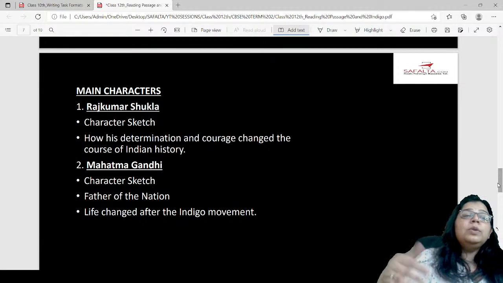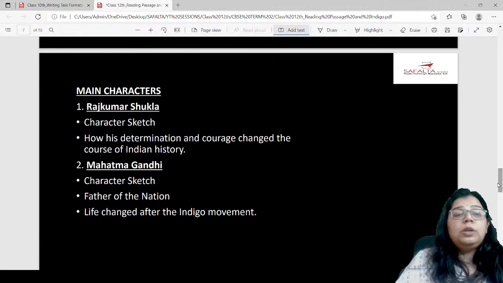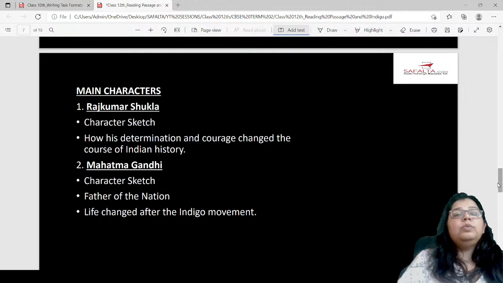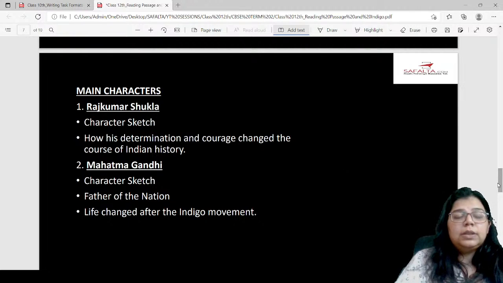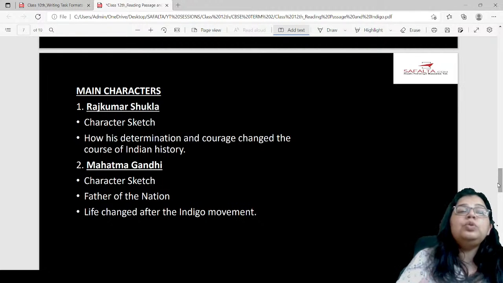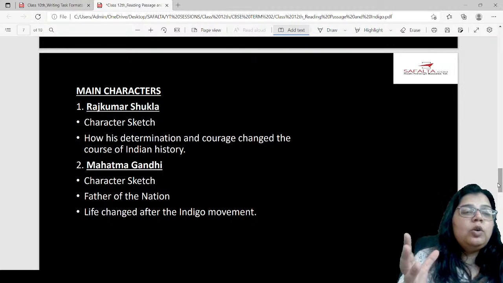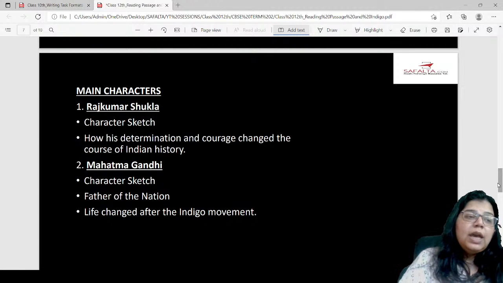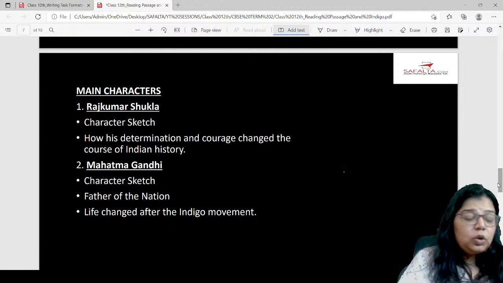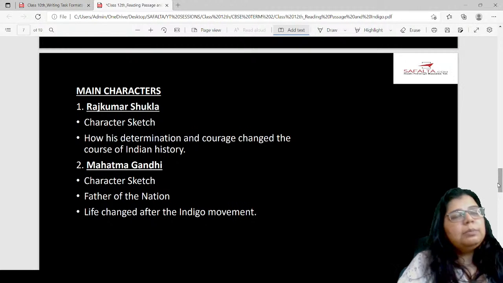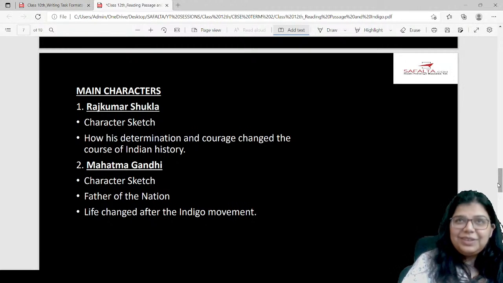Rajkumar Shukla was as common as he could get. He was a poor peasant. He was not literate. He did not know how to read and write. He was a poor peasant from Champaran who wished to alleviate his community, the community of indigo planters, from suffering at the hands of the British. And he was determined for it. He did not want to give in. So he followed Mahatma Gandhi everywhere till Mahatma Gandhi actually came down to Champaran, right?